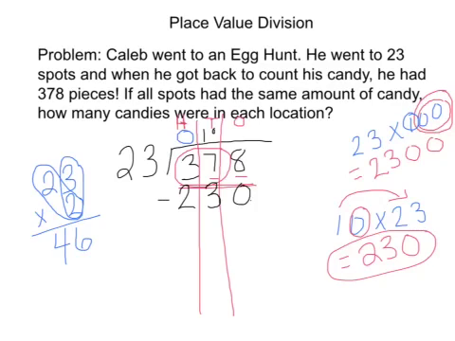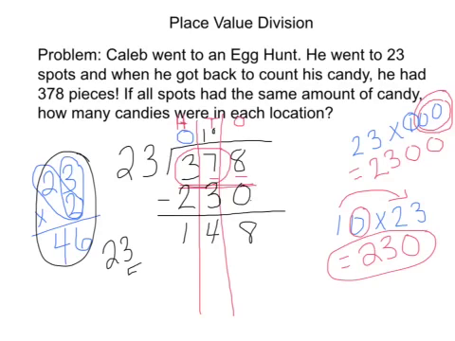Then I'm going to subtract 230 from 378. That leaves me with 148. 148 left, and now I need to move into my ones column. So I need to ask myself, how many times does 23 fit into 148? That's a little tricky. So I always say to work with our friendly numbers to get us close. I know that 2 groups of 23 is 46. So let's try 5 groups of 23. So 23 times 5. Let's see.